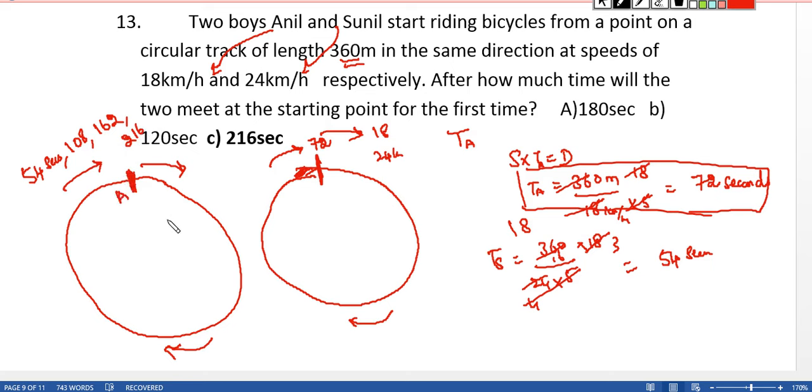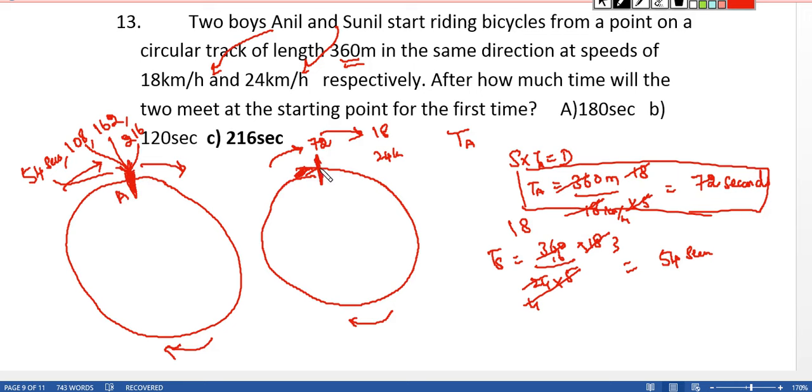Let's say the starting point is A. So at the 54th second you'd be there, at the 108th second you'd be there, at the 162nd second you'd be there, and at the 216th second you'd be right there at the starting point A. How about Anil? What will he be doing?